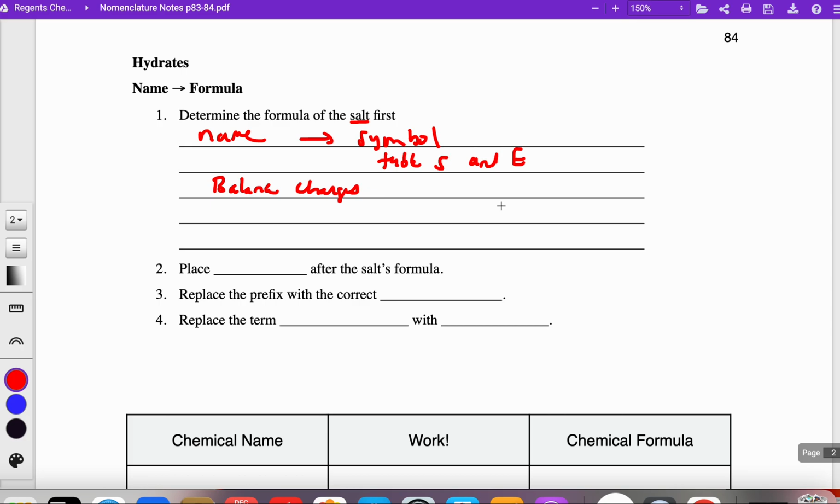So you have to look up oxidation numbers. You could use the Roman numeral if it's in the name for the cation. You can find an element's charge on the periodic table and a polyatomic's charge on table E. And because the salt is ionic, the salt's chemical formula needs to be in the lowest whole number ratio because it's empirical.